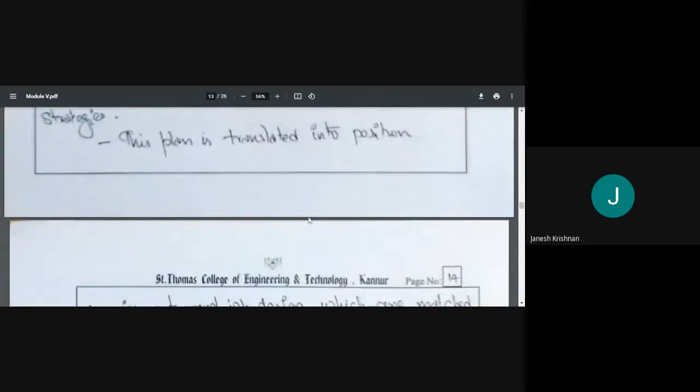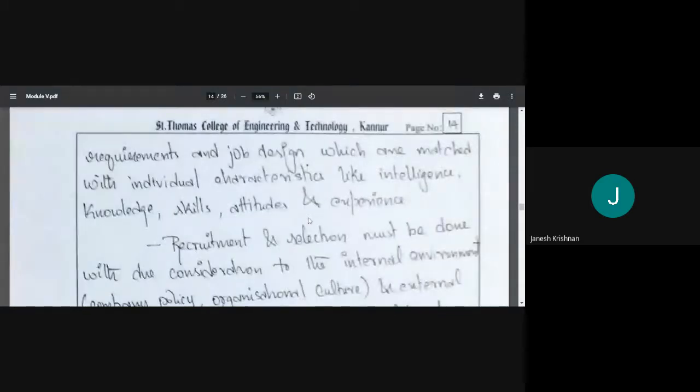So the plan is translated into position requirements and job design, which are matched with the individual characteristics like intelligence, knowledge, skills, attitudes, and experience. Based on our objectives, our goals or plans, that will tell us what the requirement is and what the job design is: what tasks are to be done and how they are to be done. The requirements will then tell us the characteristics required, like intelligence, knowledge, skill, and education. All these things will be shown.